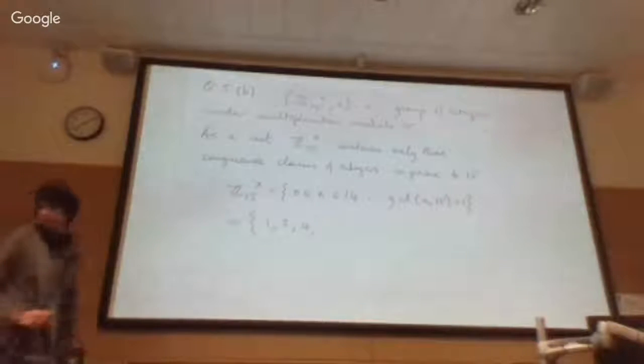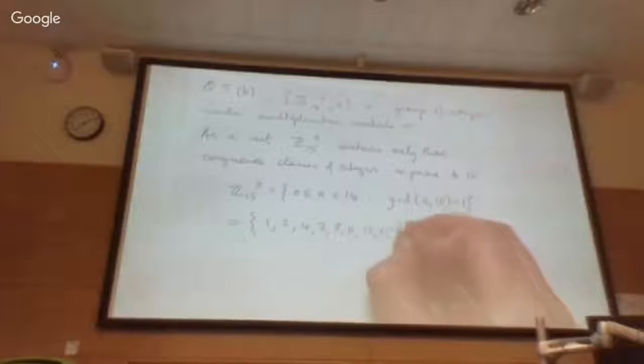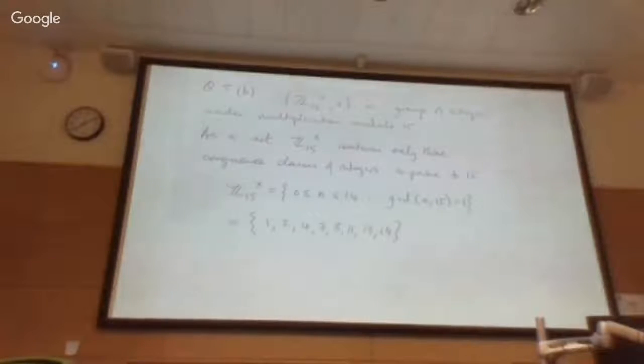The 6 is excluded because it has a greatest common divisor with 15 of 3 also. So the 6 is excluded. The 7 is included. The 8 is included. The 9 is excluded. 10 is excluded. 11 is included. 12 is excluded because it has a factor of 3. 13 is included. And finally, 14 itself. Did I get those all right? Did I miss out any or include any wrongly? I don't think so. Good. The ones I've excluded are 3, 5, 6, 9, 10, 12.